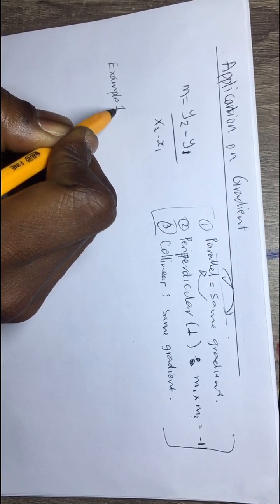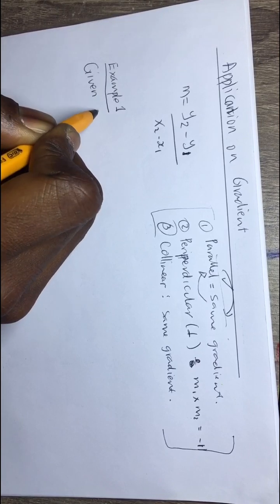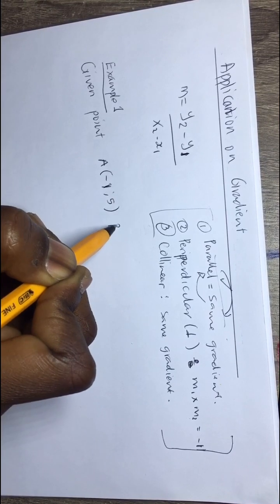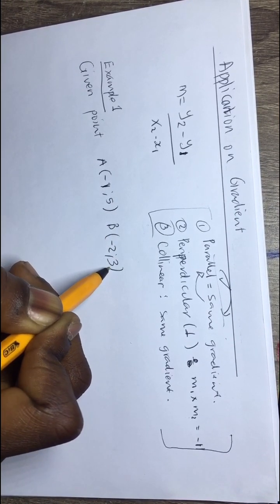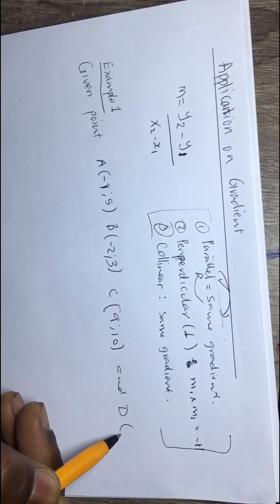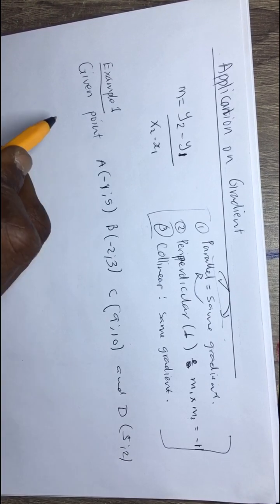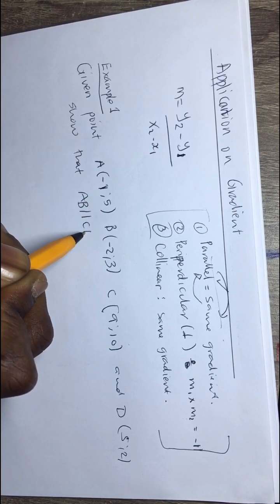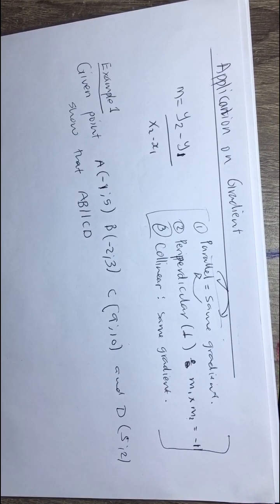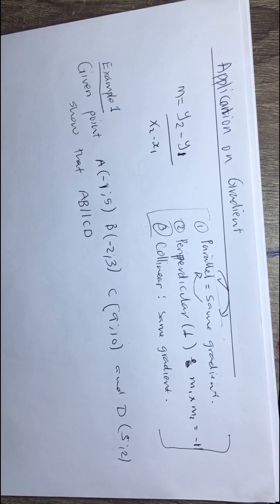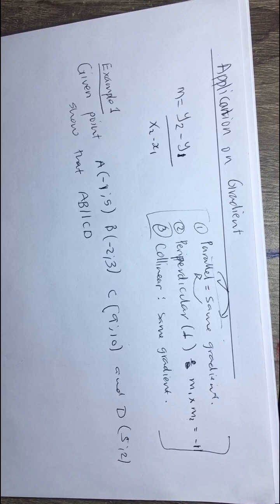I'll call it example 1. If you are given the points A as (-1, 5), B as (-2, 3), C as (9, 10), and D as (5, 2), the question will say, show that AB is parallel to CD. Very important, this is the symbol for parallel lines. To show this, we're going to use the gradient formula. If we can find the gradient of the two and show that they are equal, then we have proven that the lines are parallel, just like that.